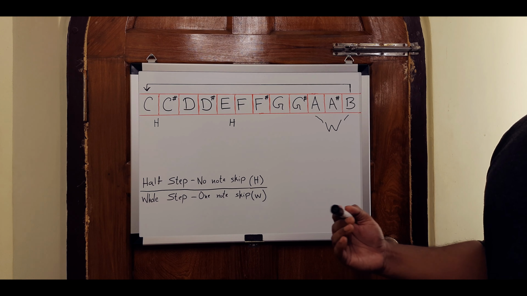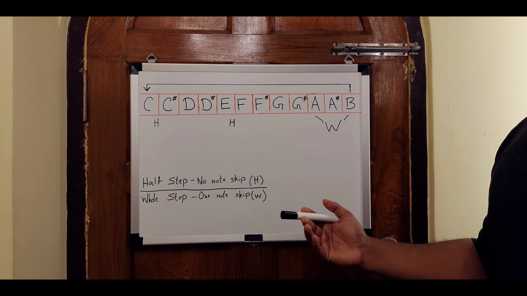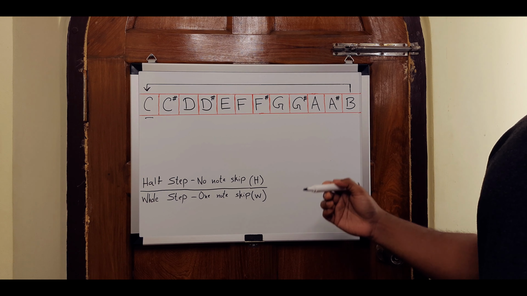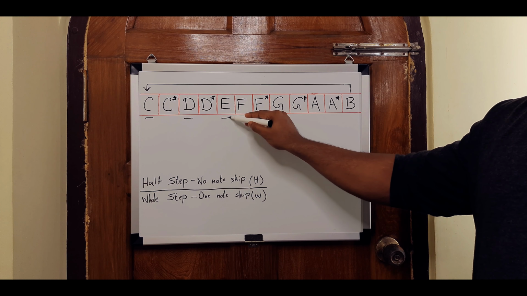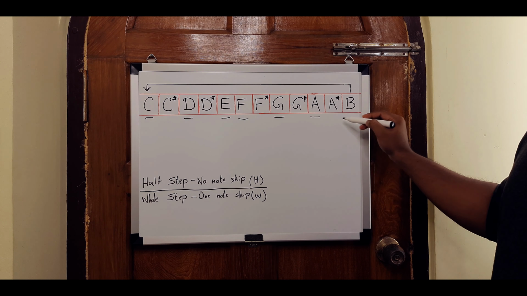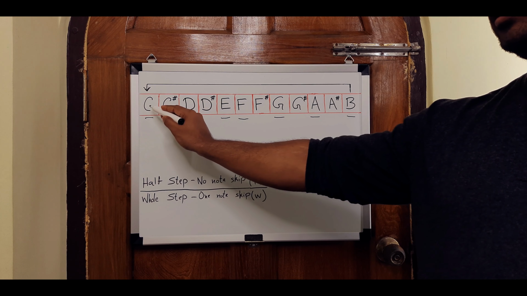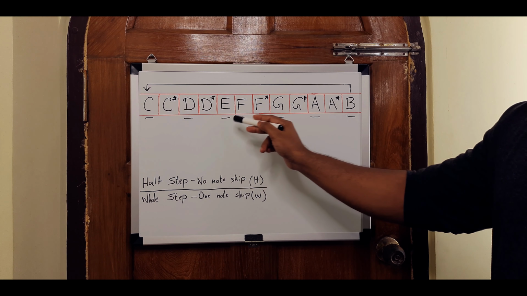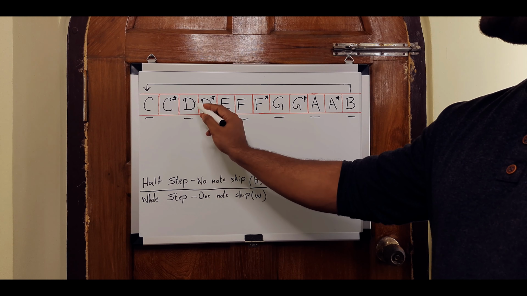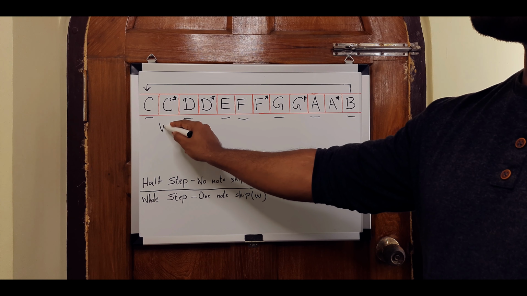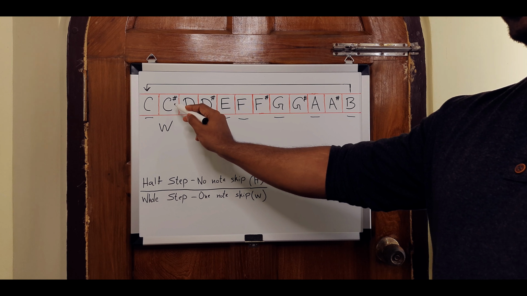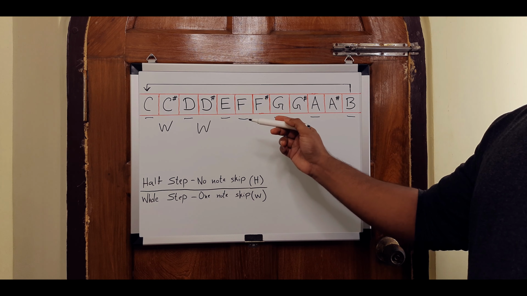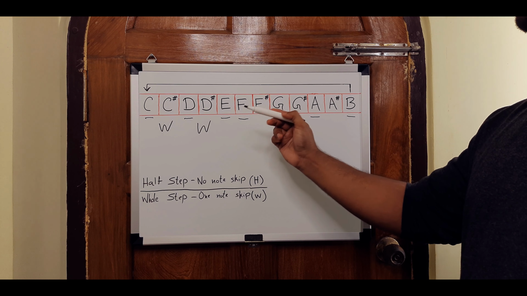Now, let's take an example of the C major scale. In the C major scale, we are starting with the note C and the notes are C, D, E, F, G, A, B and then again back to C. So what is the pattern here? The pattern is the gap between the notes. The gap between C and D is one whole step. We are skipping one note in between. The gap between D and E is one whole step. The gap between E and F is one half step.